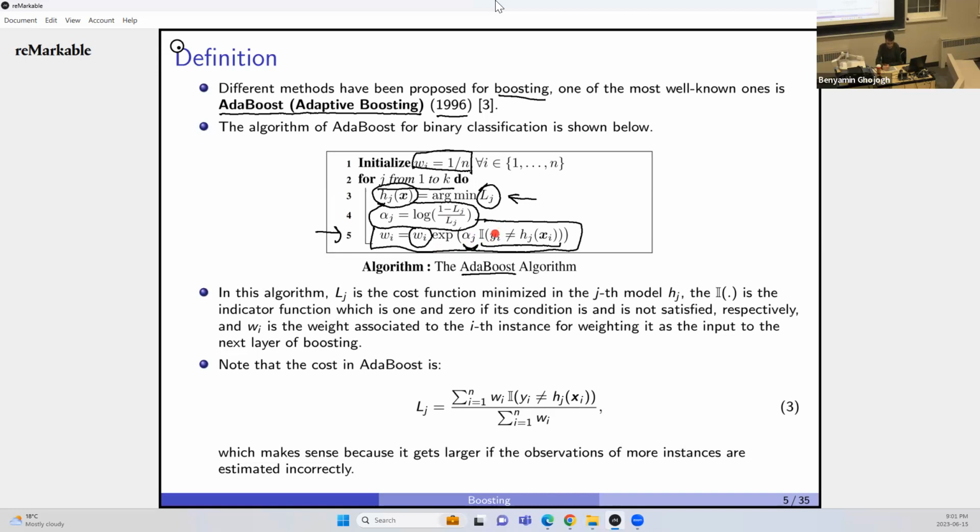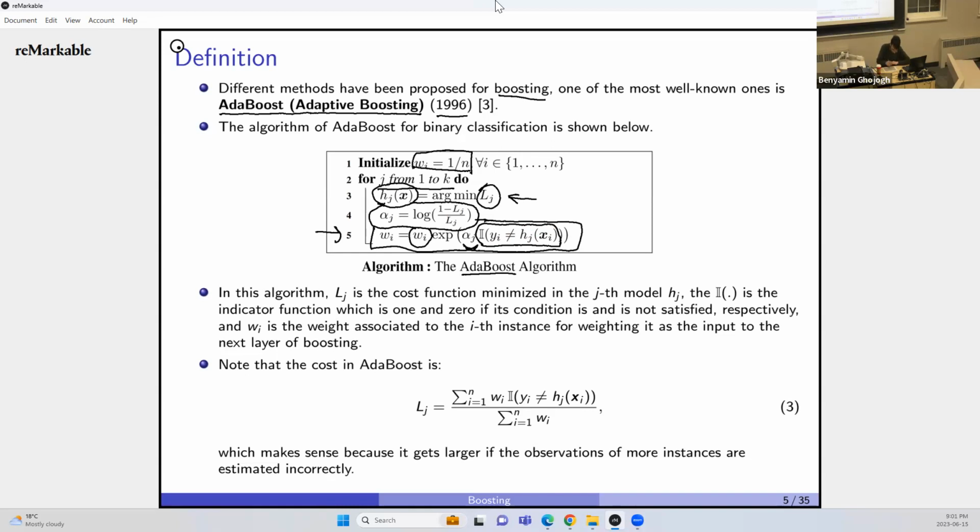Exactly. It says whether yi, the label of the point, is not equal to the estimation, the target label. In other words, if my model j has estimated wrongly, mistakenly, this indicator function becomes 1. If it estimates correctly, then this indicator function will be 0. Right? yi is the target label, hj(xi) is the estimated label.